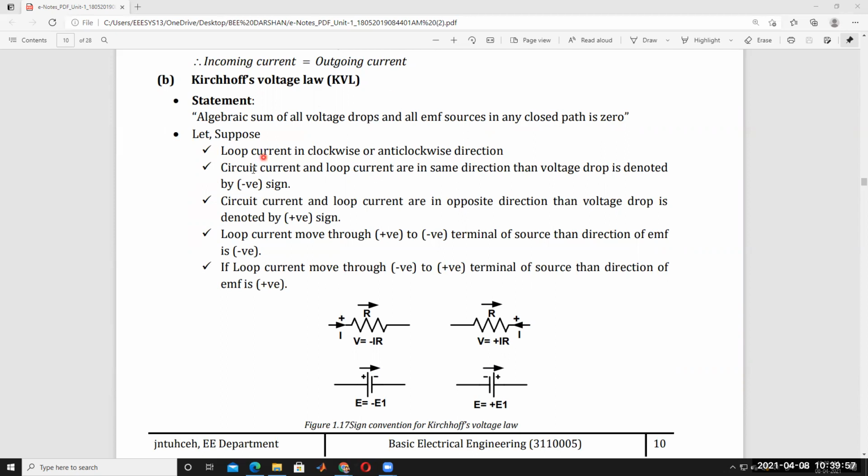Let's suppose a loop current in a clockwise or anti-clockwise direction.